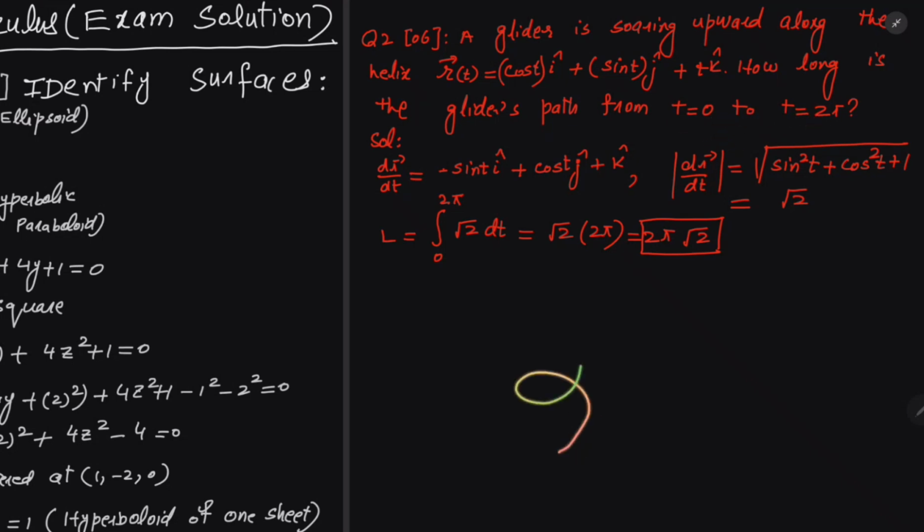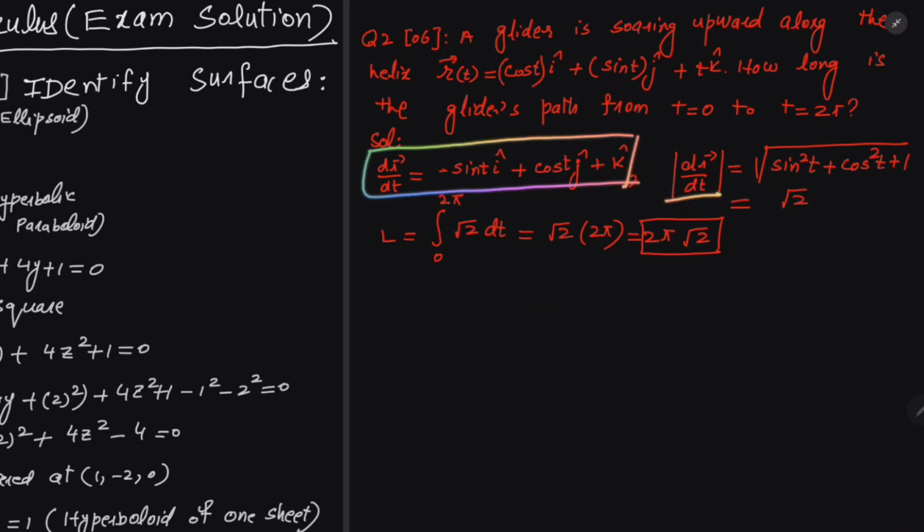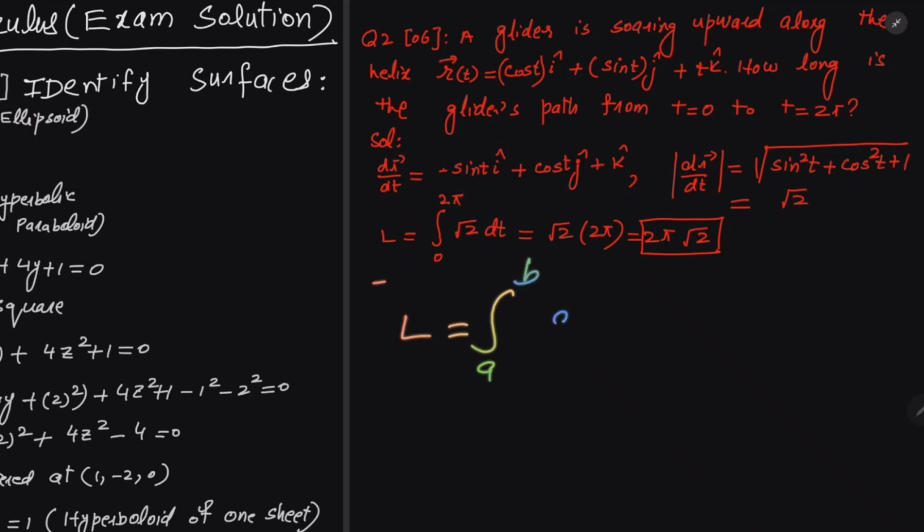The glider is moving up like a helix, so we need to find the distance from its initial point to the final point. So what we do is differentiate the vector valued function and find the magnitude of the derivative, which is √2. Then use the formula, which is the integral from a to b of the magnitude of dr/dt, dt. After solving it, you can easily get the solution.